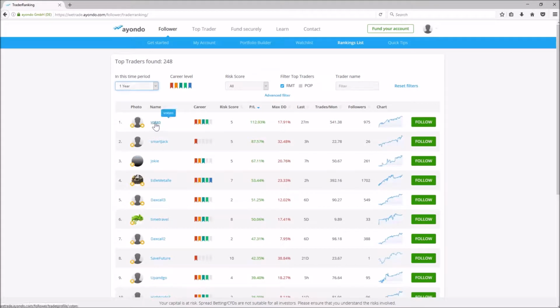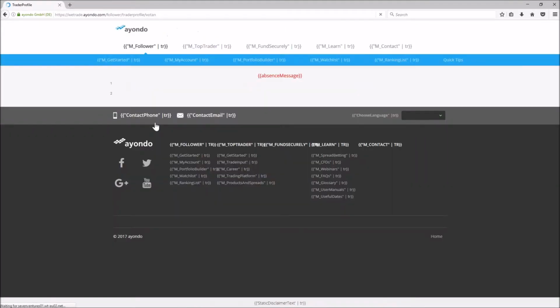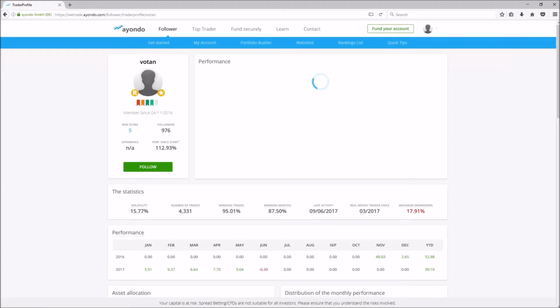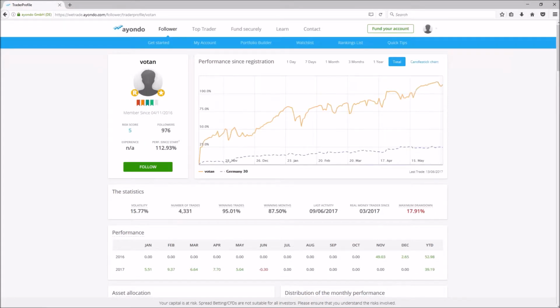Let's start off with Votan. Let's click on this one here. So now we're going to go to this trader's page, and we'll see a whole load more information about this trader. There's a detailed P&L chart just in there, so you can see how it has performed.